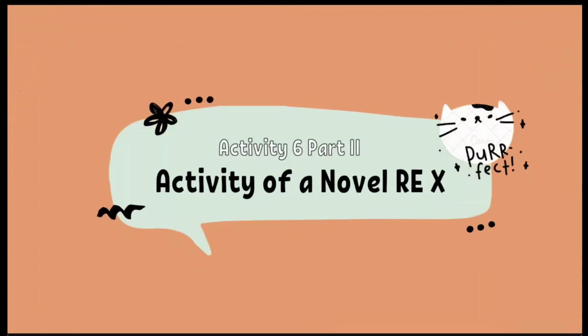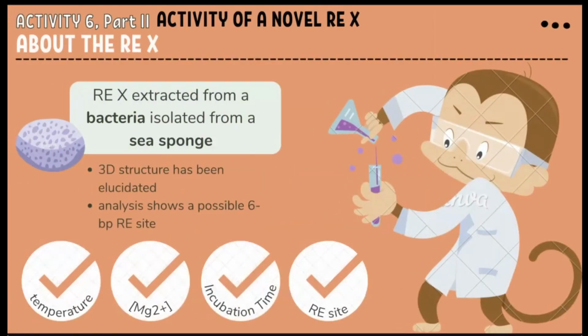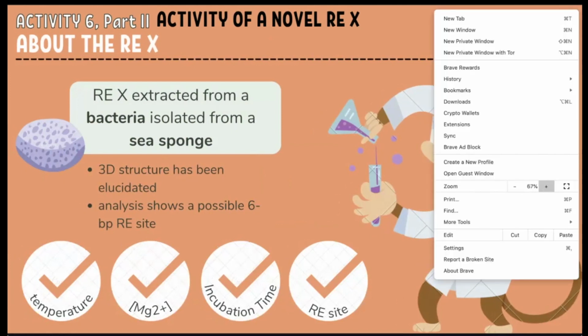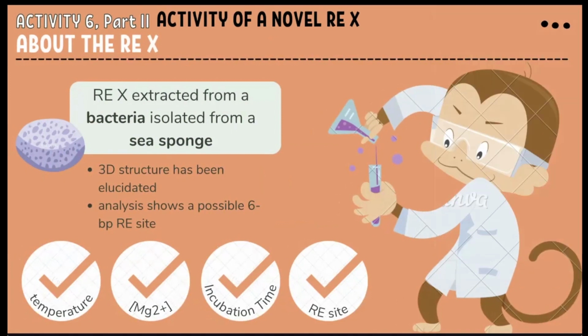Moving on from how to digest a plasmid, what if we have a novel restriction enzyme? How can we determine the optimal conditions for it to work? Let's consider a certain restriction enzyme X extracted from a bacteria isolated from a sea sponge. Its 3D structure has already been elucidated, and analysis shows a possible 6 base pair restriction site.